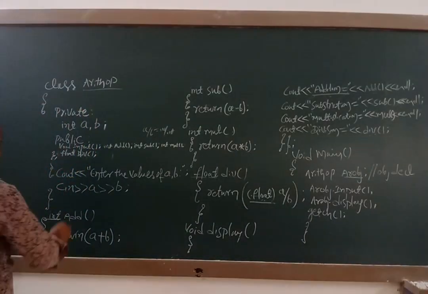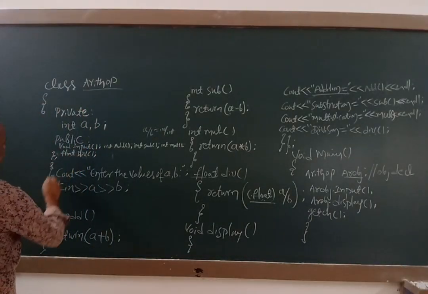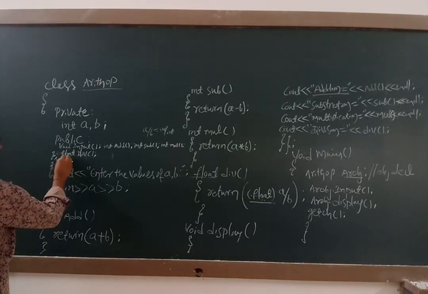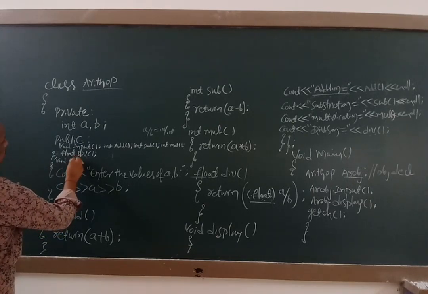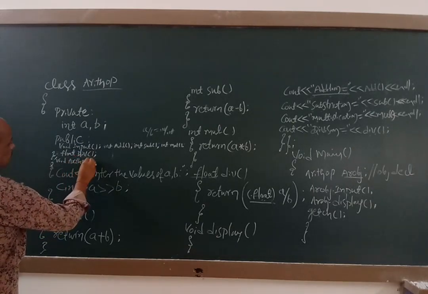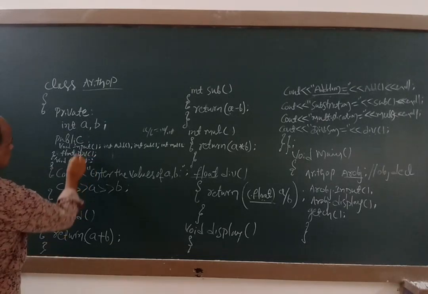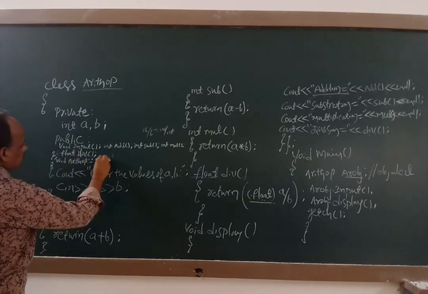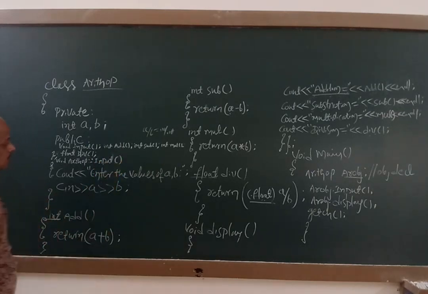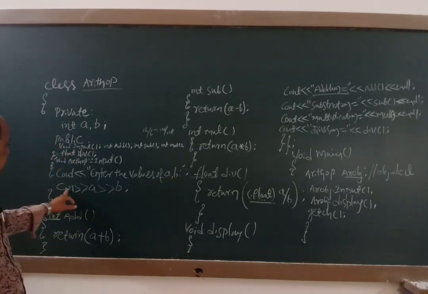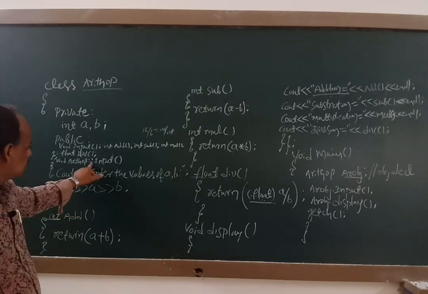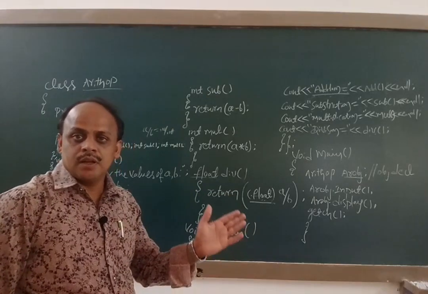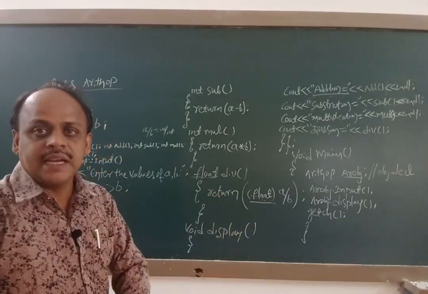That's why consider first function. What is the first function? Input function. Void, what is the class name? ARITHOP, scope resolution operator. Name of the function is input function. Right, input function. Code is same. Enter the values of A, B. Now first input function is over with the help of scope resolution operator. That is writing definition for member function outside the class.